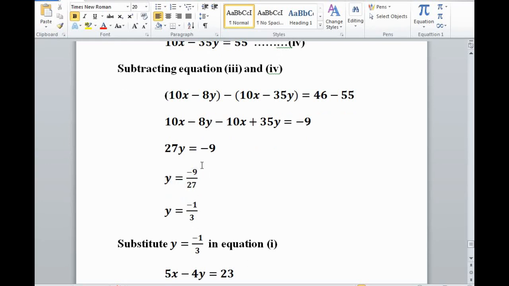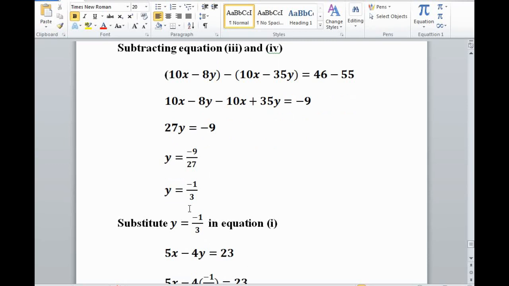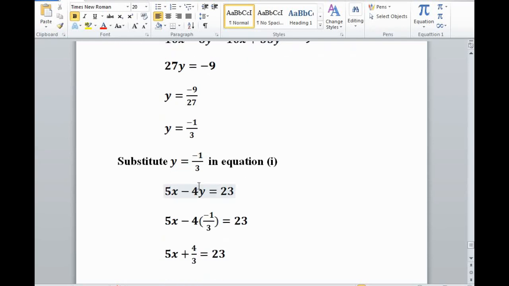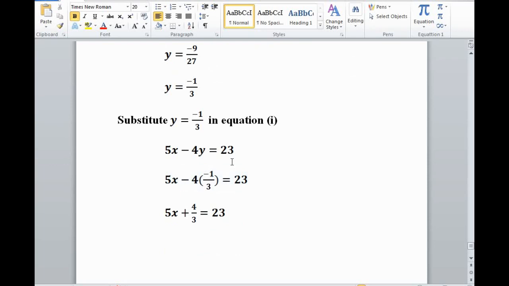And now finally, 9 ones are 9, 9 threes are 27, both 9 and 27 are multiples of 3 as well as 9. So we get y is equal to negative 1 upon 3. Now to find x, I am going to substitute y equal to minus 1 upon 3 in equation 1. So first I will write equation 1, which is 5x minus 4y equals 23. So what is y? Y is minus 1 upon 3.